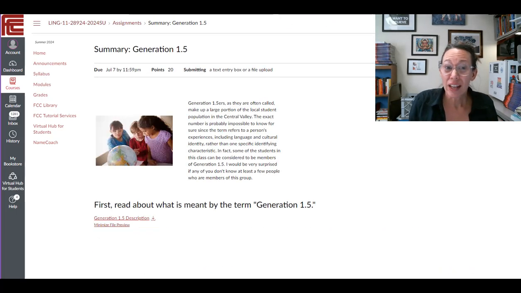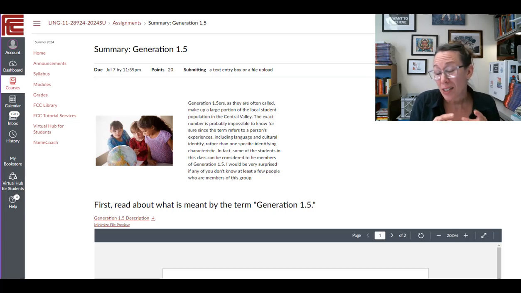Then we're going to be talking about a very specific and special population of language learners. This is called Generation 1.5. We have a tremendous number of 1.5ers here attending Fresno City College, attending our local high schools, and even the elementary schools. So some of you are members of this population, so reading about this may shed some light on your processes, the way that you learned a second language, or even some of the struggles and issues that you're having to this day.